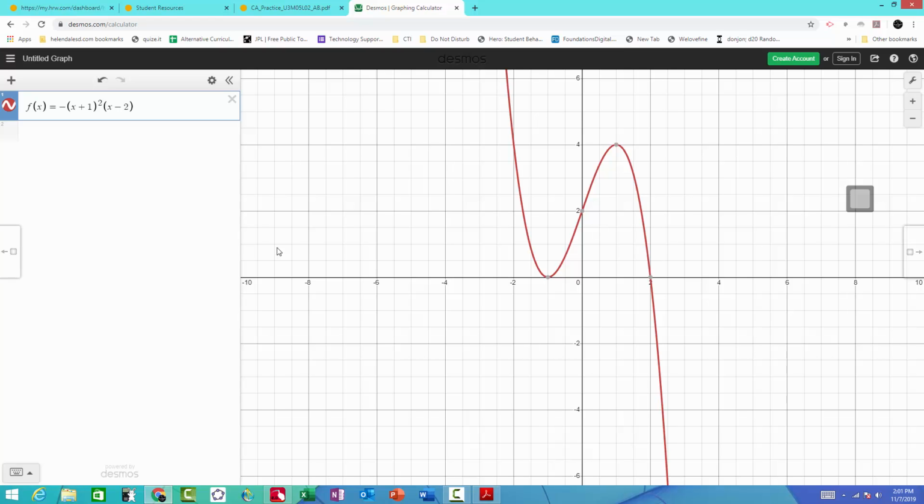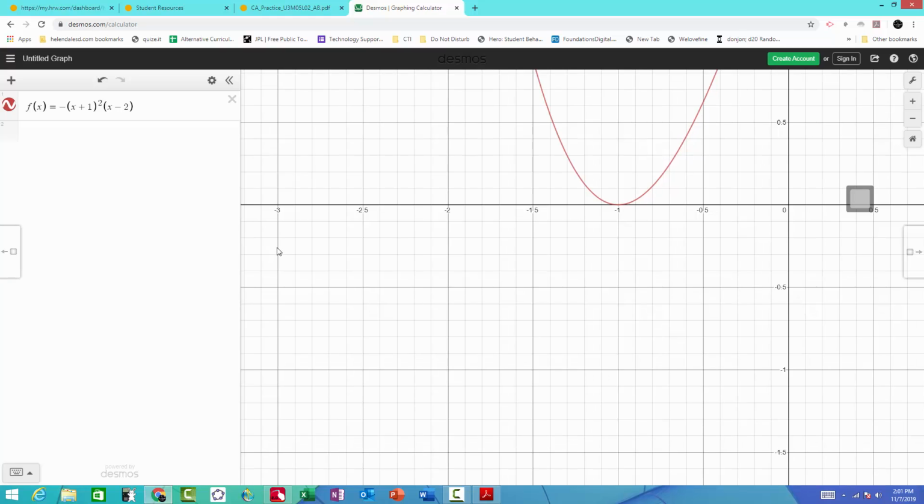What I want you guys to understand, so the even one. What the even is saying, when you have an even exponent on a factor, is when I zoom into that point, the -1, what does it look like? A parabola. Because a squared function is a parabola. So it's making a parabola at x plus 1 squared, which is a parabola shifted 1 to the left.